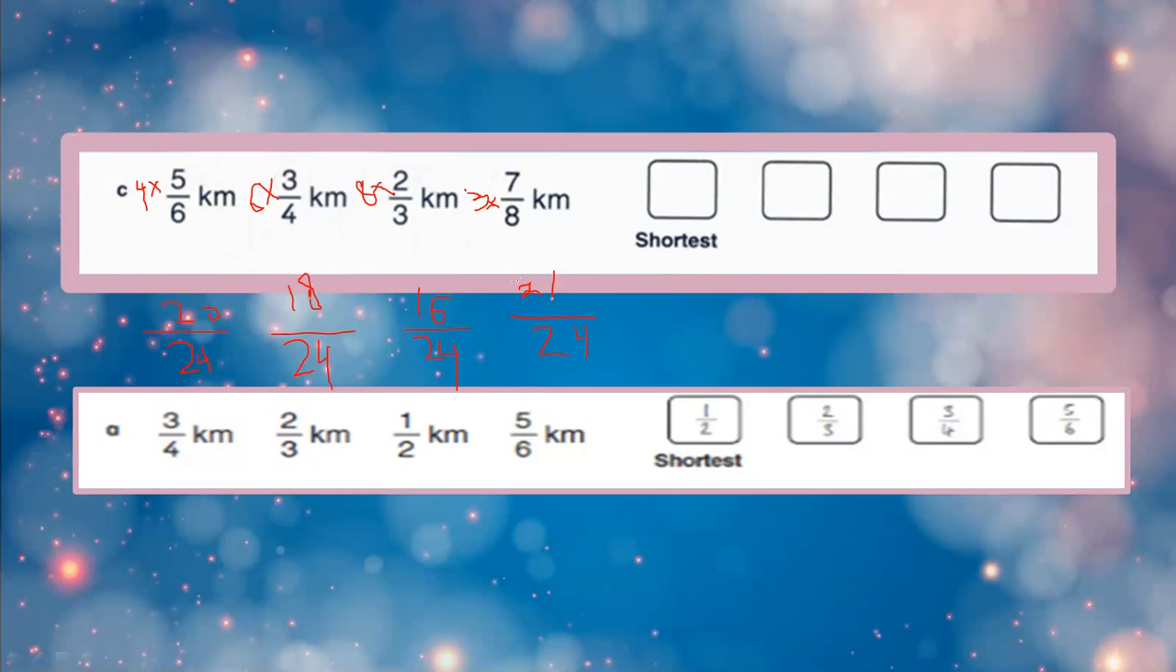Which one is the smallest one? Which one? Yes, this one is the smallest one. I have to write the first one here. And what about this? I have to write this one next. What about the third part? This will be the third. And what about the last? That is 21 upon 24, that is 7 upon 8.